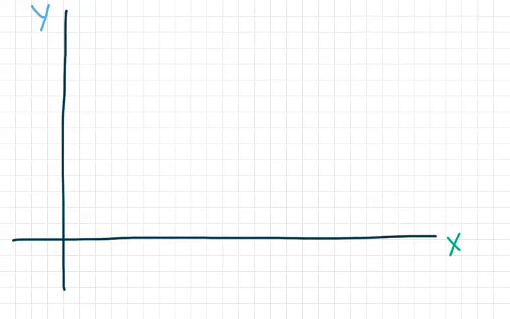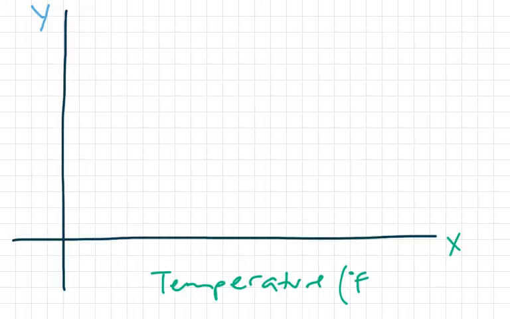So let's go ahead and label those. Temperature, and this is degrees Fahrenheit. And then on the y-axis we have our number of visitors to the beach.